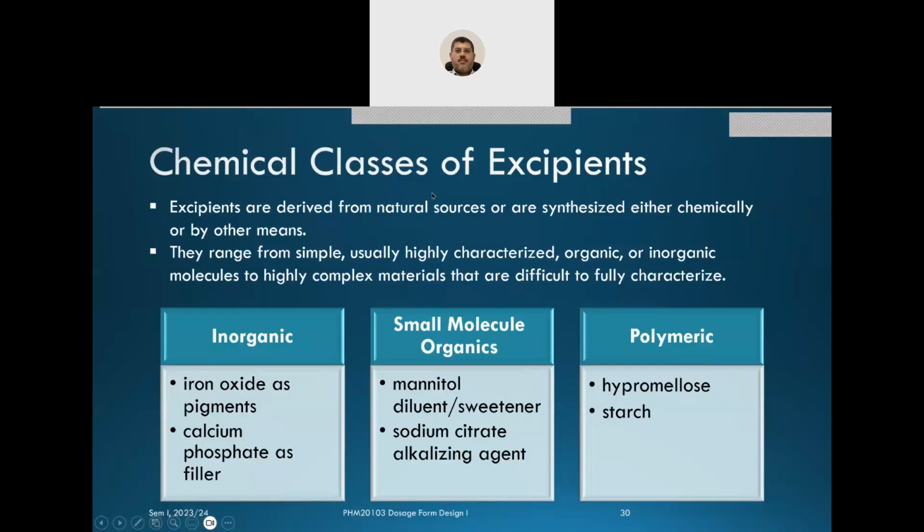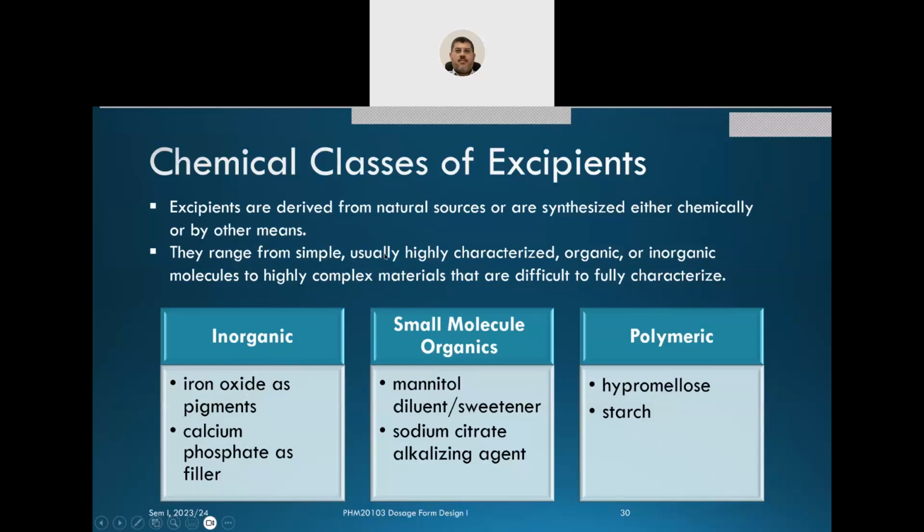Excipients are classified based on chemical structure into three main categories: organic, inorganic, and polymeric. They are, as we mentioned previously in the table, derived from natural sources or synthesized chemically or by other means, by biotechnology. For example, if we talk about other means other than chemical means, I can tell you there can be a biotechnology product, simply. Okay.